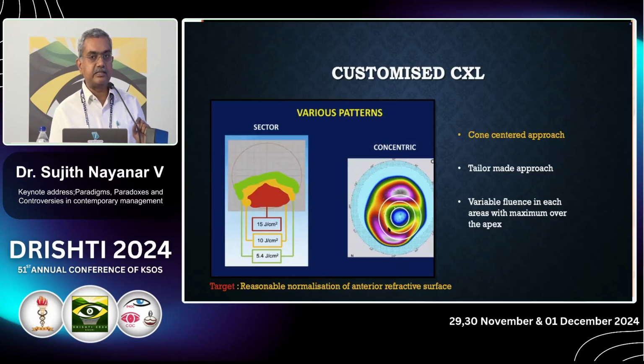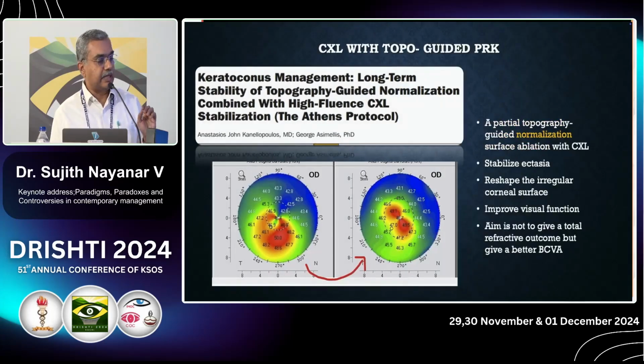Customized CXL is one step towards that, where a cone-centered approach, or various fluences, is used to treat the various areas of ectasia based upon the topography. Again, a very good thought, but we don't know whether it's going to help us or not.